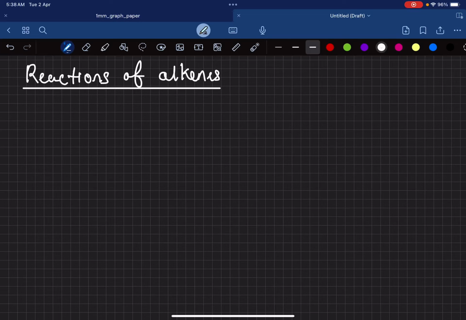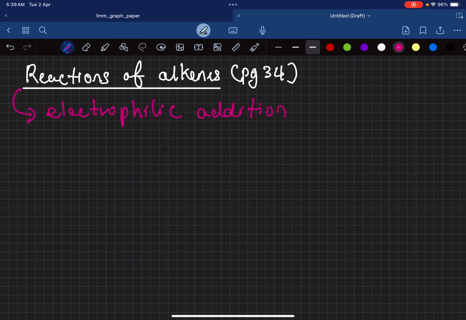Okay, let's proceed with this one. These are reactions of alkenes. This is on page 34. Now, the type of reactions that alkenes undergo are called electrophilic addition. Okay, so all of their reactions are called electrophilic addition.